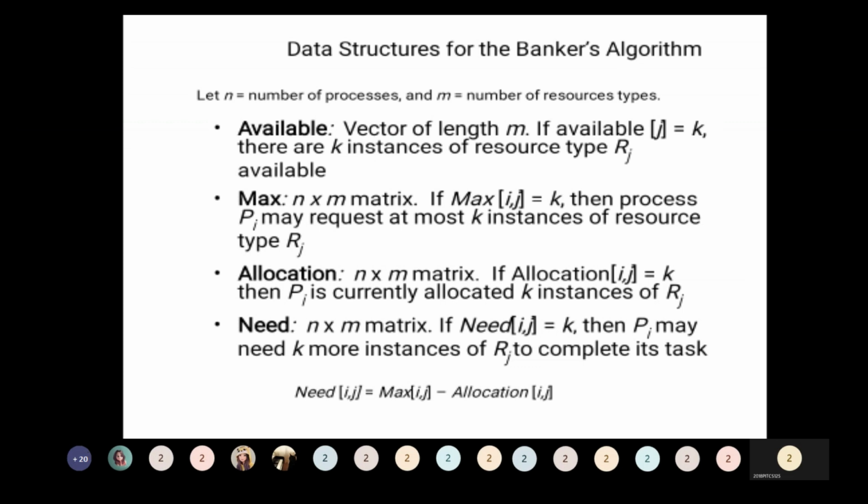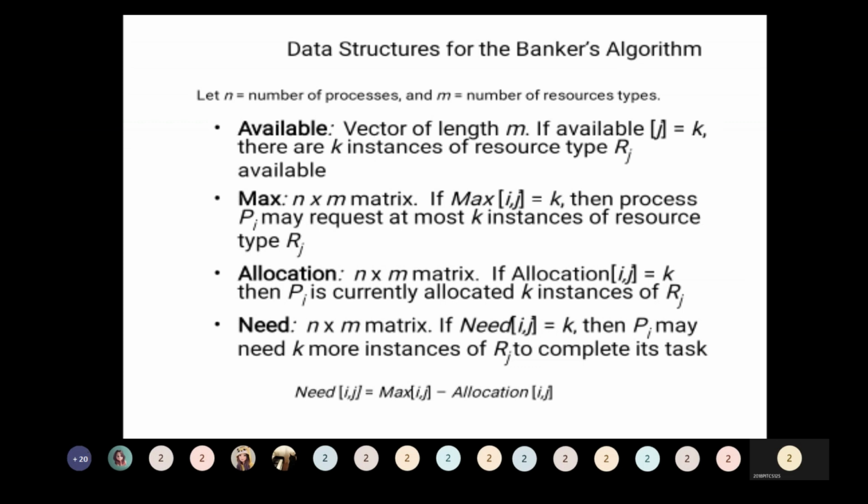If available[j] equal to k, then there are k instances of resource type Rj available. So available is just a vector of length m, where m is the number of resource types. If available[j] equal to k means there are k instances of the resource type Rj currently available.